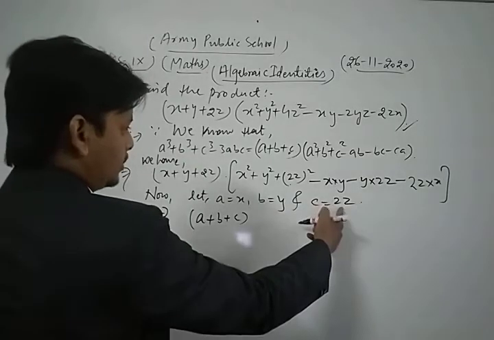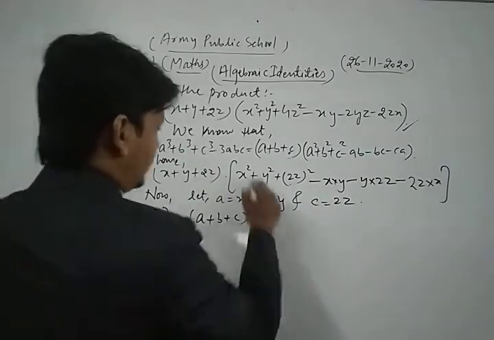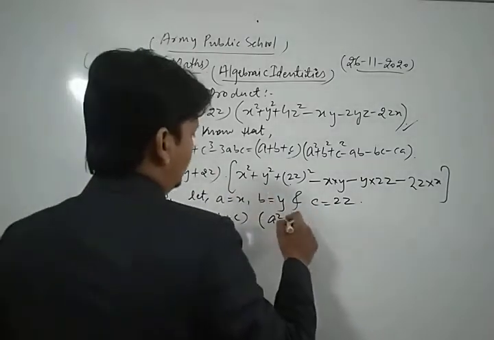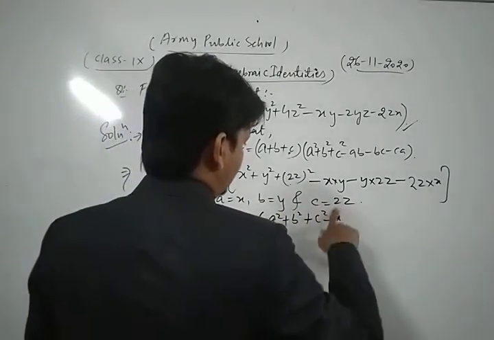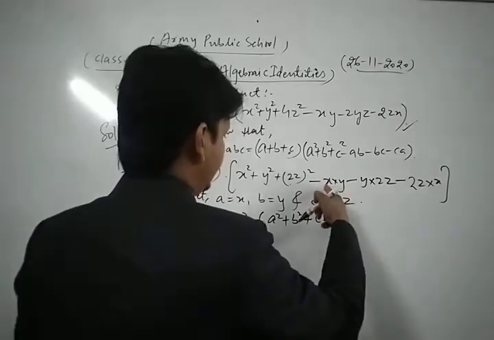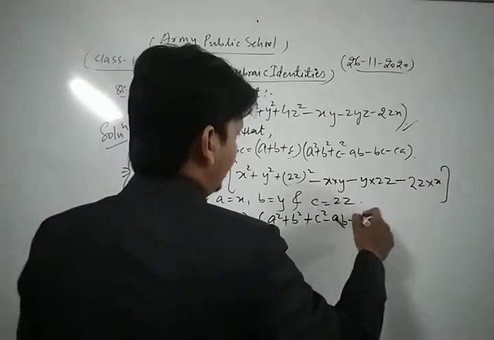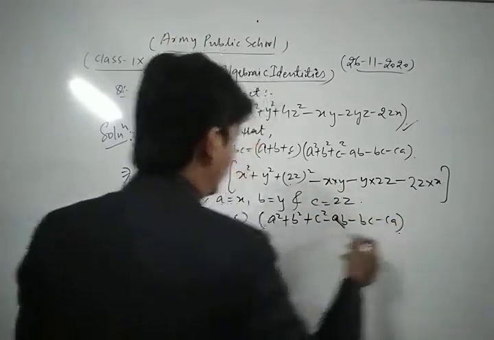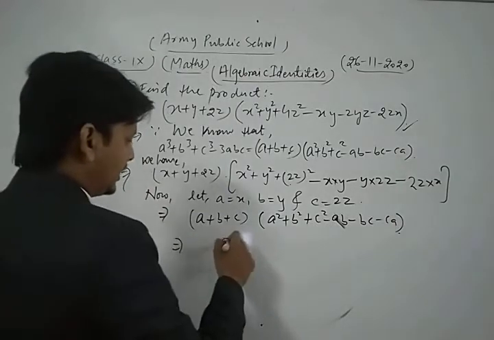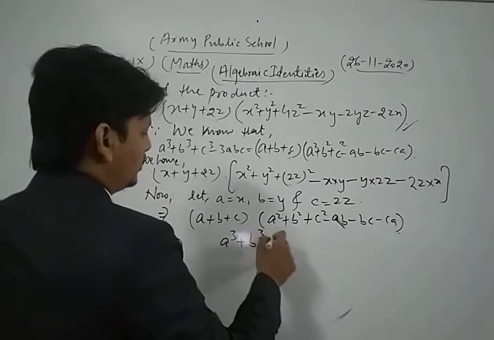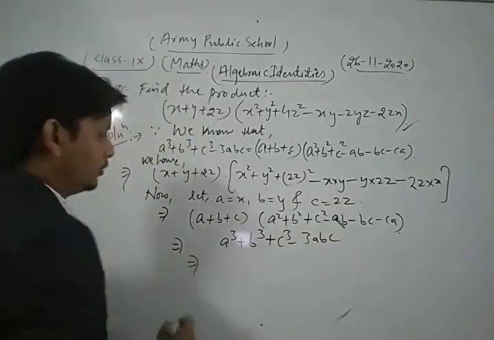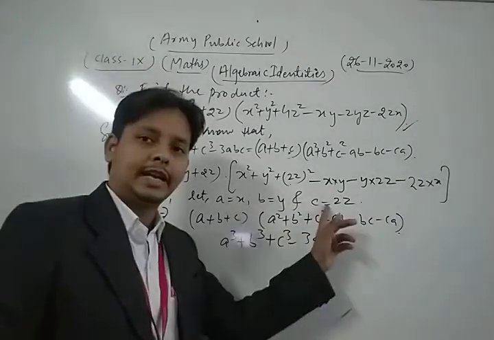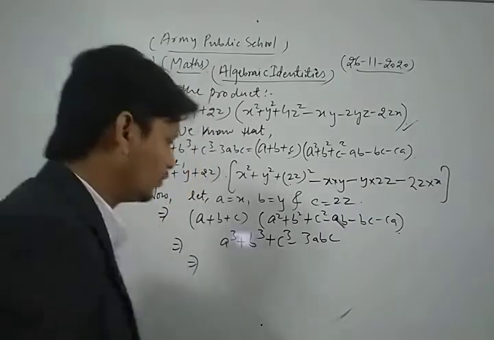Because we replace 2z as c now, in another bracket, this is a square, this is b square, plus this is c square, minus this is ab, so ab minus bc minus ca. So we can write a cube plus b cube plus c cube minus 3abc. Now we put the value of a, b and c in this identity.